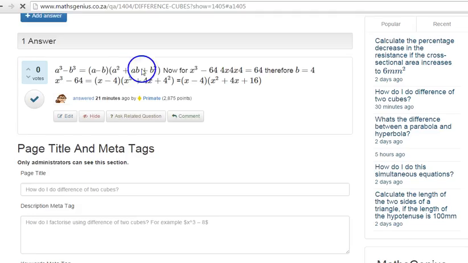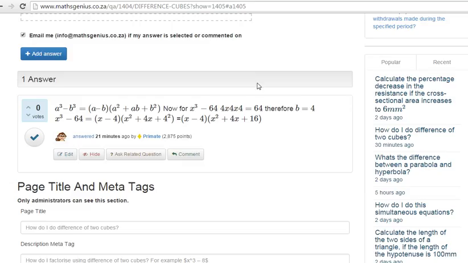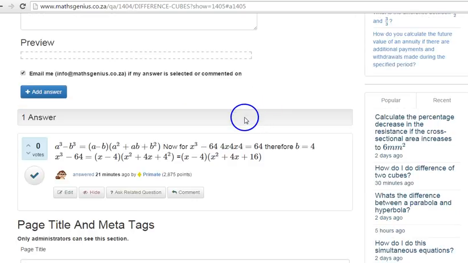So you can go back and see now, this is the full answer. We were saying a cubed minus b cubed is equal to a minus b, a squared plus ab plus b squared, which is the same as that. So we have achieved our objectives. Thank you very much.